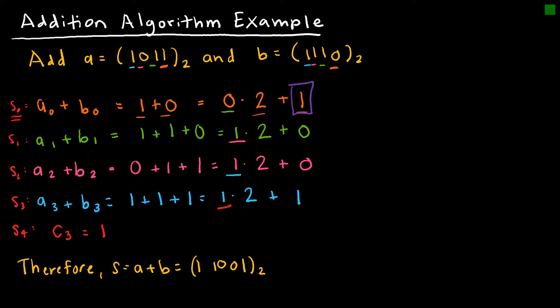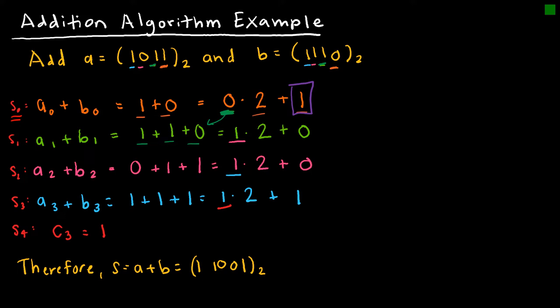Then I do the same thing. I'm looking now, and I've underlined these in green, at 1 and 1, but I also have to take that carry from the step before. So here, notice I've taken 1 plus 1 plus 0, which came from here. 1 plus 1 plus 0 is 2.